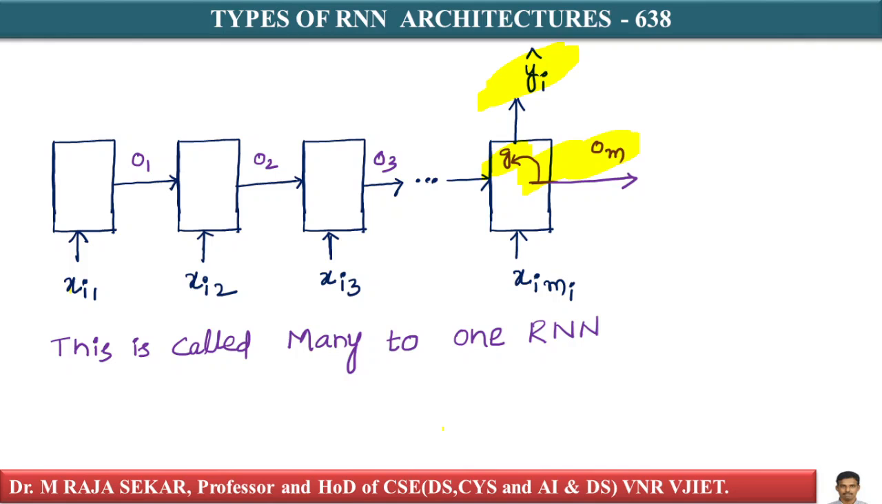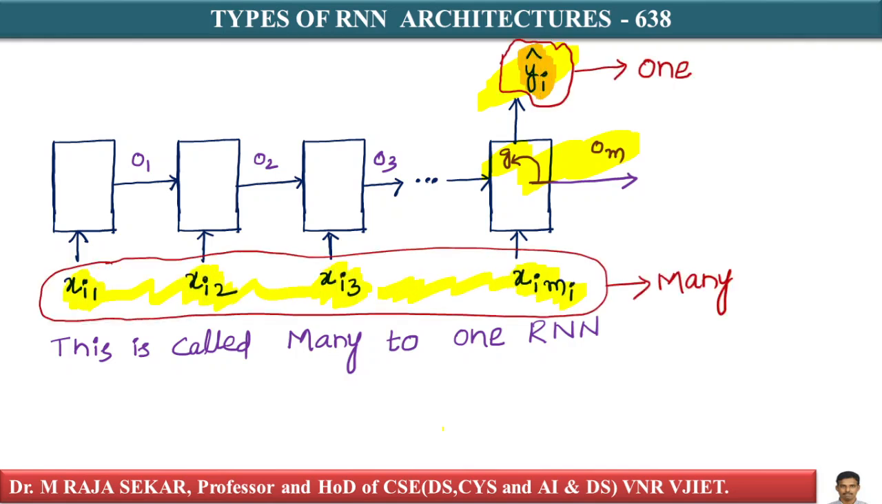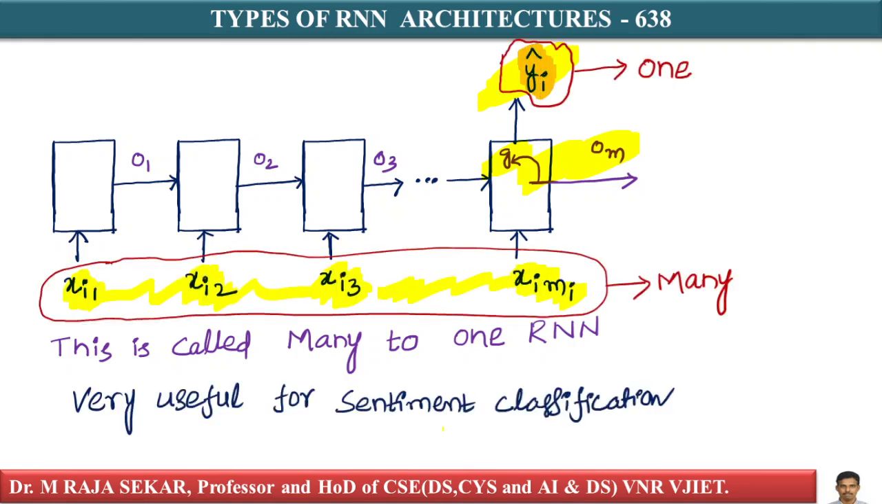The reason being, your input is a sequence with multiple values, with many values, but your output is only one. That's why it is called many to one RNN, because your output is just one. These types of examples are very useful for sentiment classification. We have seen sentiment classification with the Amazon Fine Food reviews.